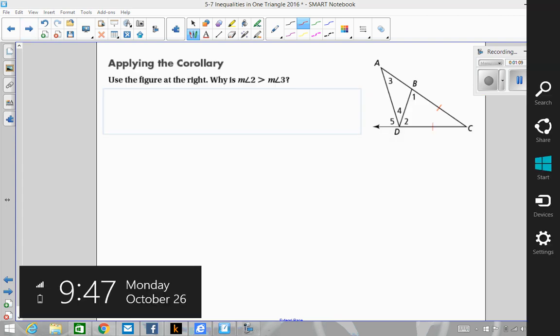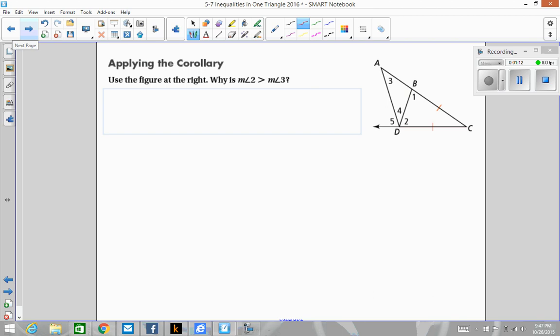Okay, so if we look at this, it says use the figure to determine why angle 2 is bigger than angle 3. Well, if we look at this isosceles triangle, we know that this angle and this angle are the same. And we know that angle 1 is an exterior angle for this triangle. So we know angle 1 is equal to angle 3 plus angle 4.